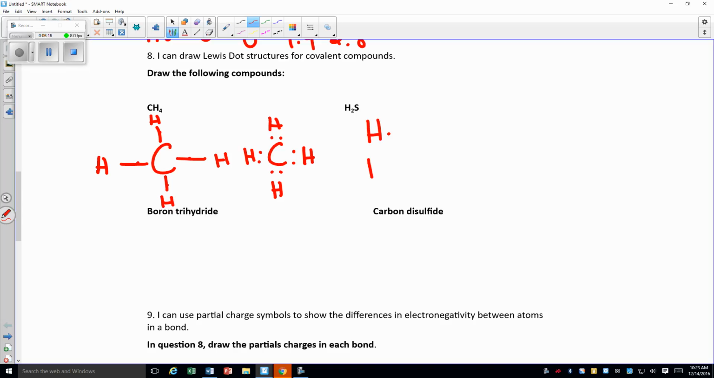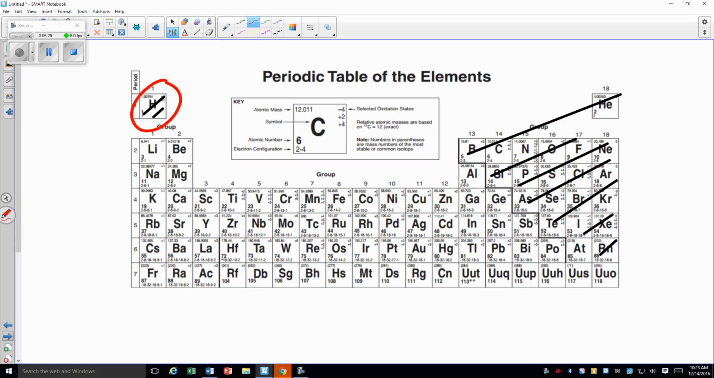Hydrogens each have 1. Sulfur has 2 to share because sulfur has 6 valence electrons. Don't forget, I think we got this, but to determine the valence electrons, look at the last number right there. Those are your valence electrons, just in case we forget.